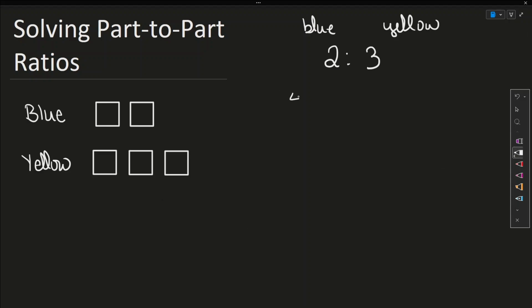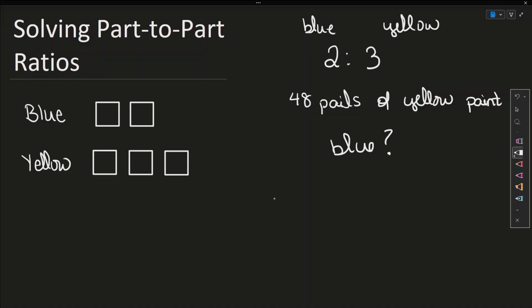Next, let's suppose we use 48 pails of the yellow paint. And we want to know how much of the blue is necessary. How many pails of blue paint will we need? The yellow row has 3 squares, and those 3 squares represent the 48 pails of yellow paint. So each square represents 48 divided by 3, or 16. Each part is 16 pails, and that'll be true for all of my parts.